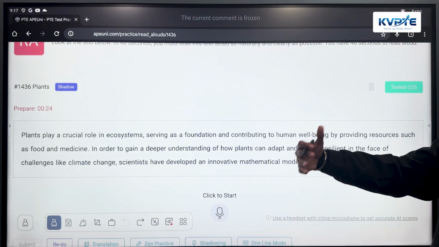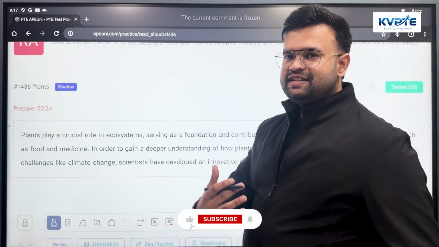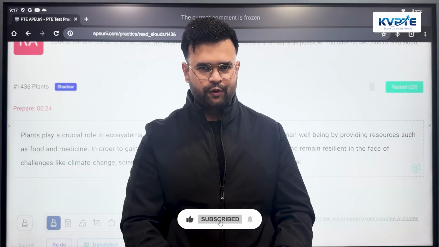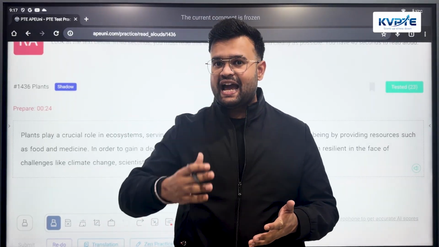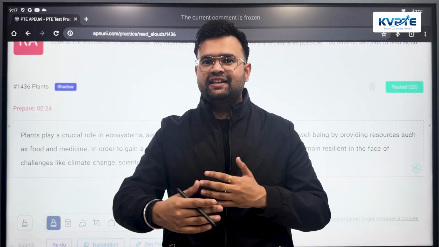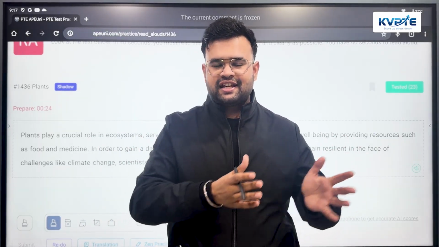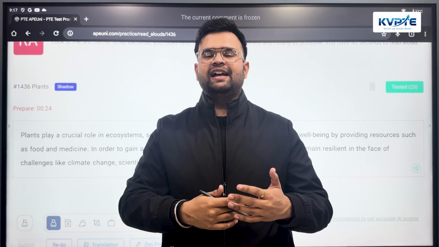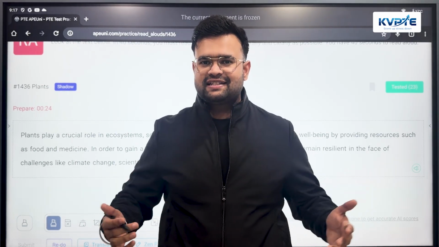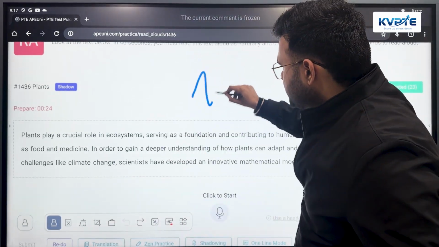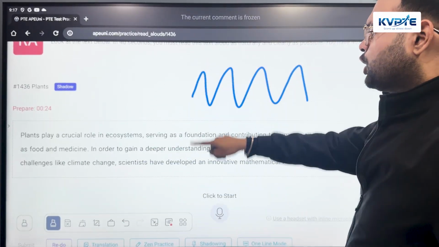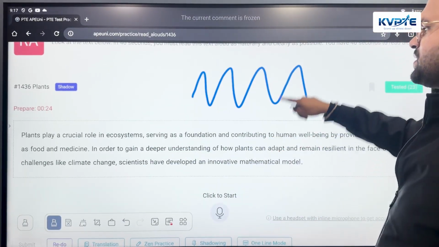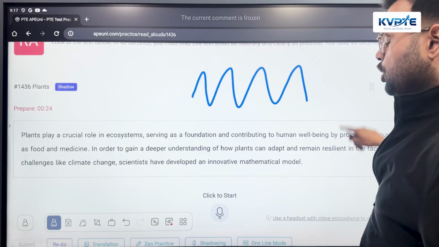Now what is the biggest mistake? Usually students who have done PTE before, what they do is they try to read it in a zigzag manner. Conventionally, in childhood we used to read all the paragraphs and English sentences in a zigzag manner. For example, we'll do: plants play a crucial role in ecosystems, serving as a foundation and contributing.